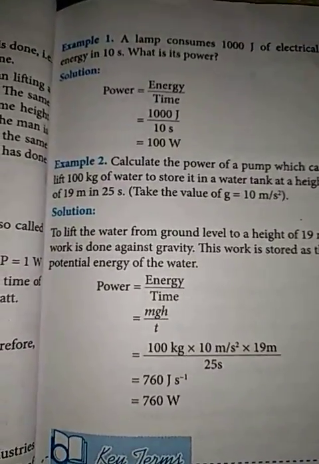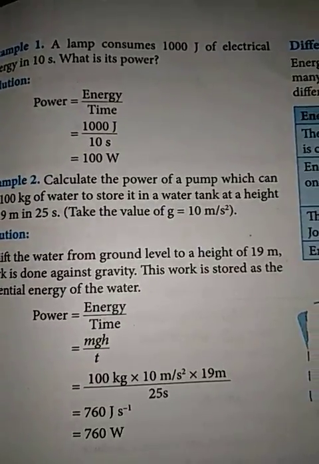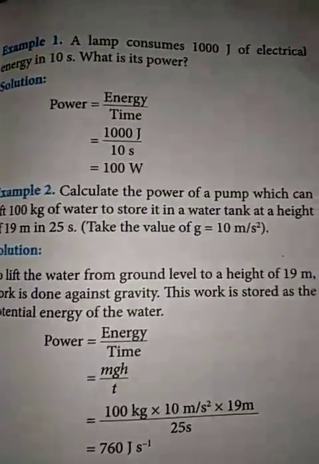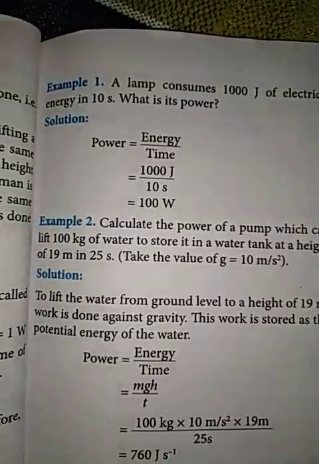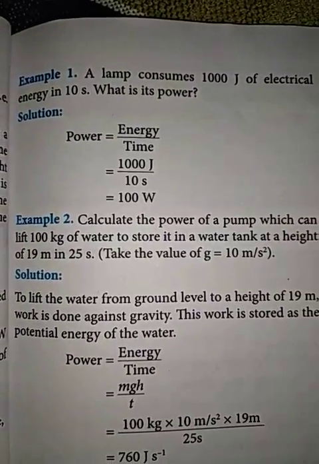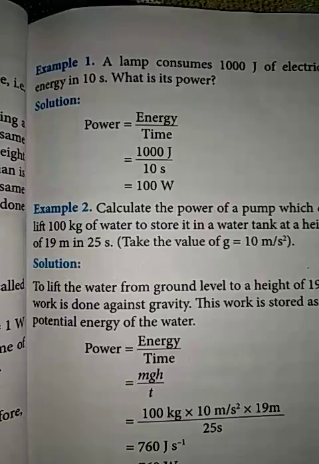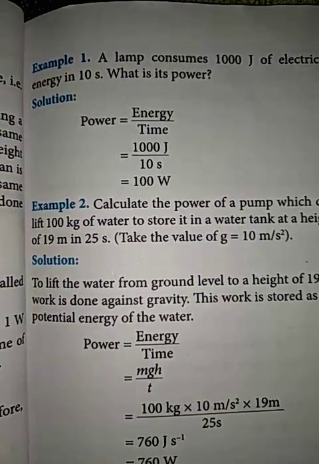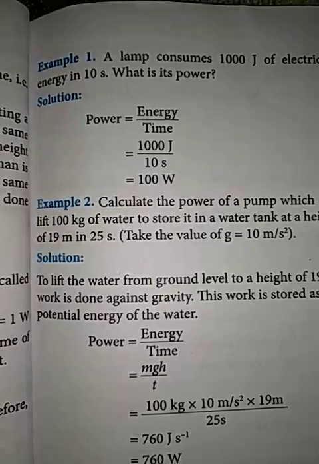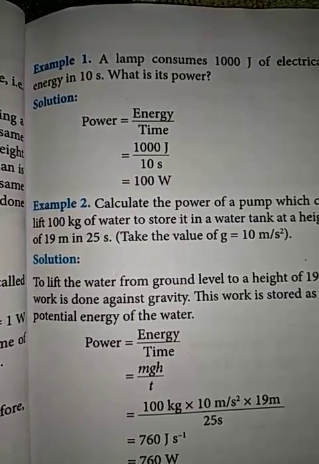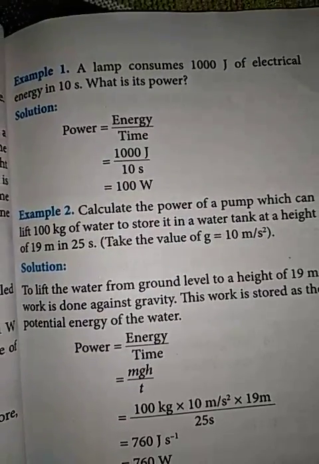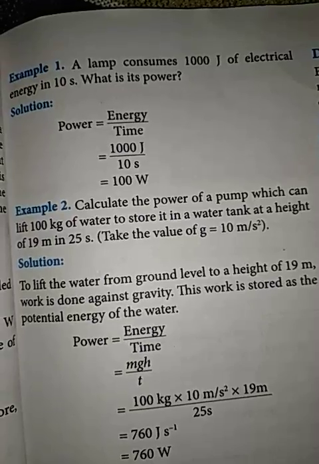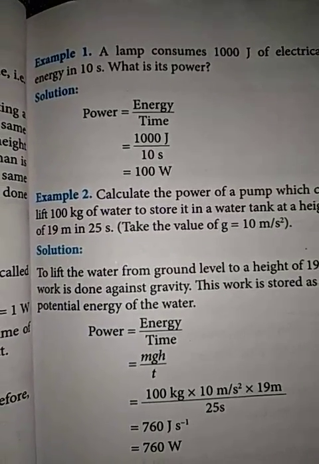A lamp consumes 1000 joule of electrical energy in 10 seconds. What is its power? Solution: power is equal to energy by time, which is equal to 1000 by 10 seconds. That gives 100 watt.